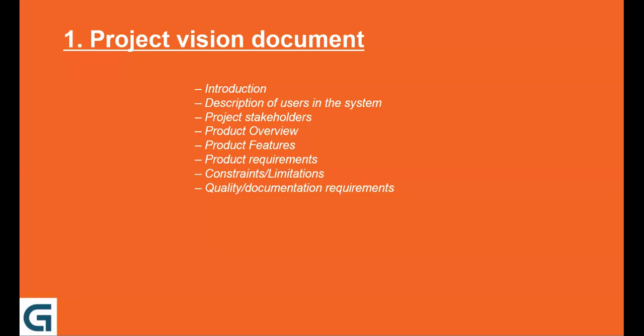So those need to be in the project vision document. Okay, product overview and product features. Overview means a generic understanding. If I have to write a product overview of my WhatsApp application, I would say this application will allow you to communicate with the other person whose number you have, a very 360-degree view.